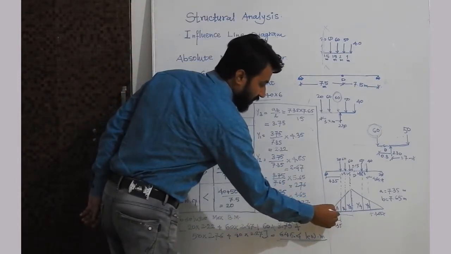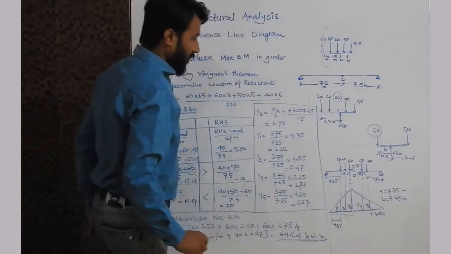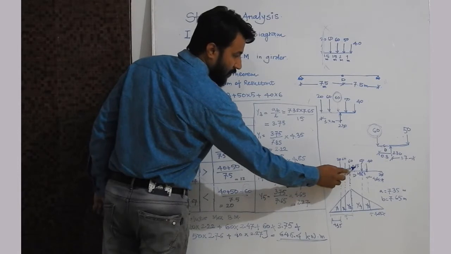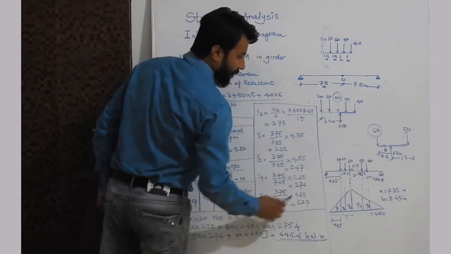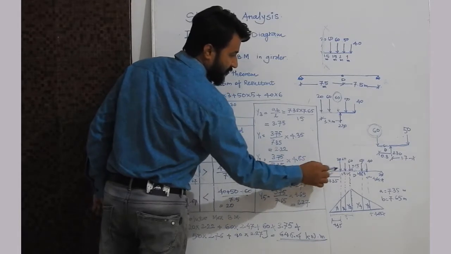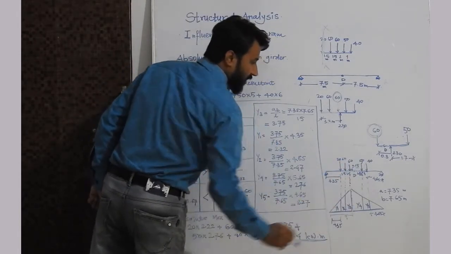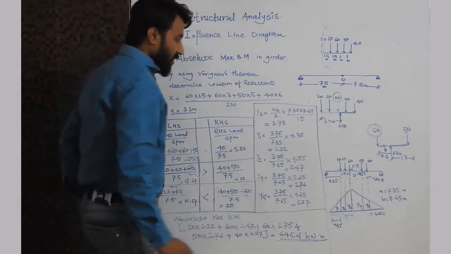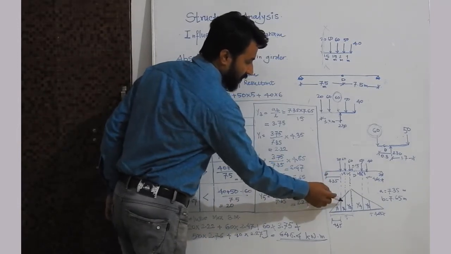Now this portion is A and the remaining portion is B. Okay, so exactly at center the distance is 7.5 meter, plus this 0.15 we will get the value of B, and 7.5 minus 0.15 we will get the value of A. So we are getting the value of A as 7.35 and the value of B as 7.65. Okay, so we will extend these lines below the loading conditions.